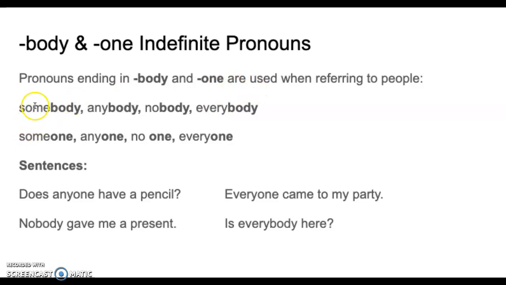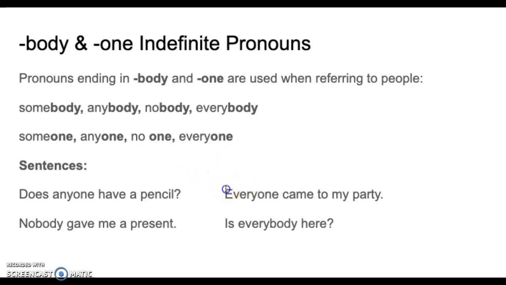Okay, so we have our body words: somebody, anybody, nobody, everybody. Then we have our one words: someone, anyone, no one, everyone. So let's look at a few sentences. Does anyone have a pencil? My indefinite pronoun would be anyone. I'm not saying does he, does she, I'm saying anyone. So it could be anyone in the room.